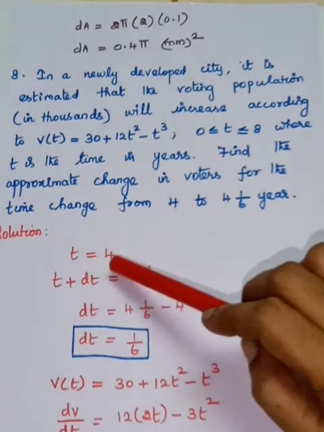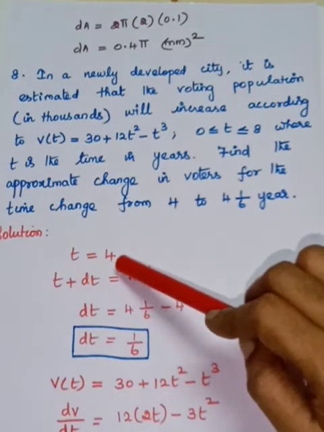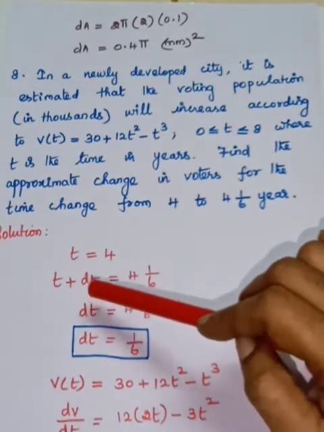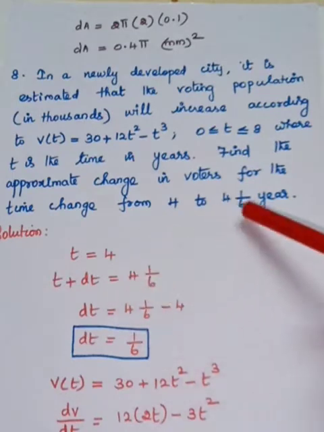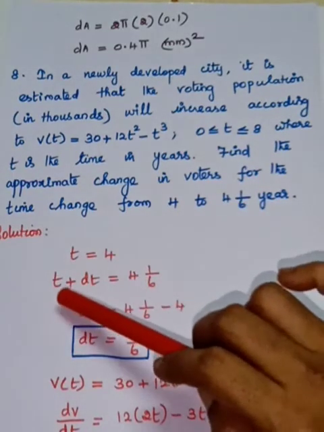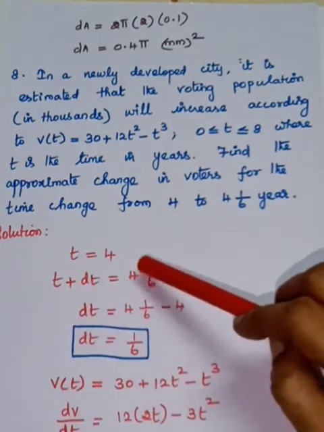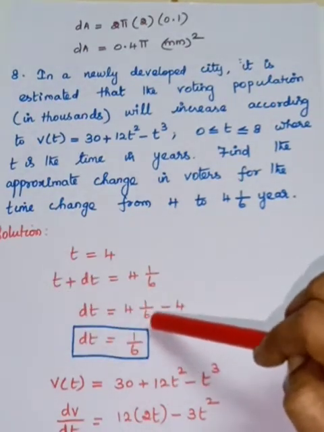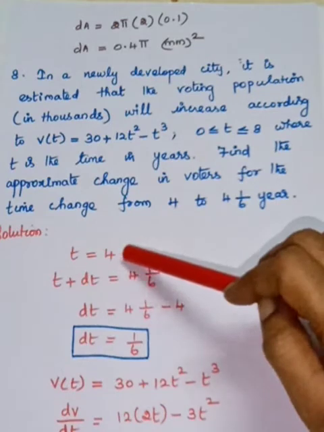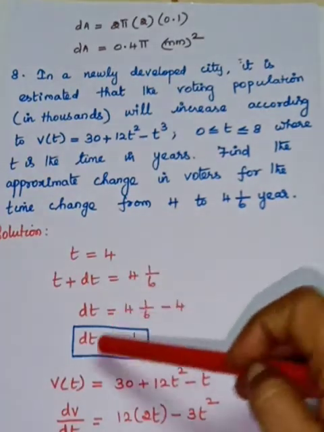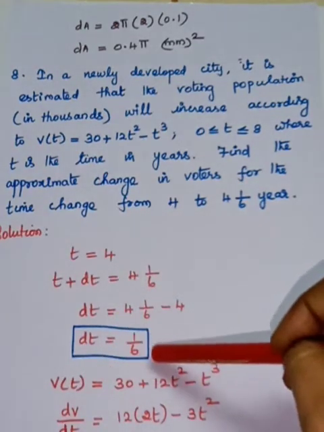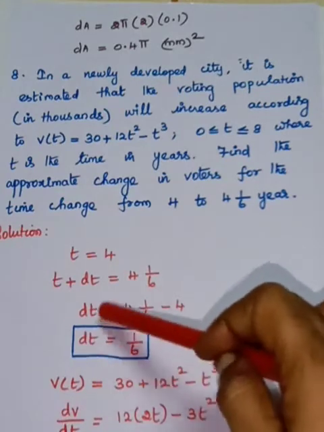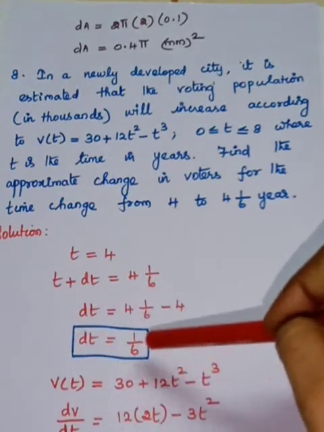Okay, so the first time is 4 years. It is increased. The time changes from 4 to 4 1/6 years. So t plus dt is equal to 4 1/6. From that, dt is equal to 4 1/6 minus t. Your t is 4, so when you subtract, dt is equal to 1/6. That is the time change, 1/6 years.